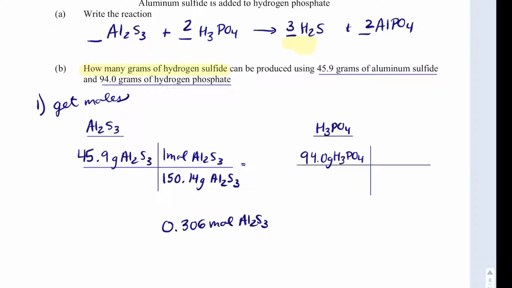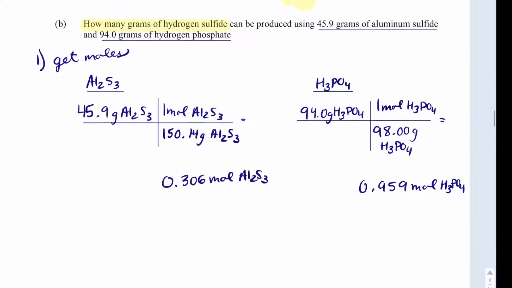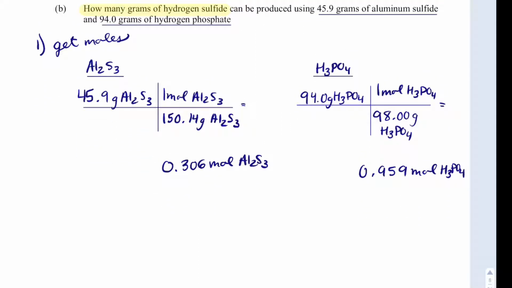To get the molar mass of H3PO4, I'm just going to use my periodic table, and the mass for hydrogen that I'm using is 1.01, and so there's 98.00 grams of H3PO4 for every 1 mole of H3PO4. And when I math that out, I get 0.959 moles of H3PO4. What I need to do is step 2, and step 2 would be divide by coefficient.